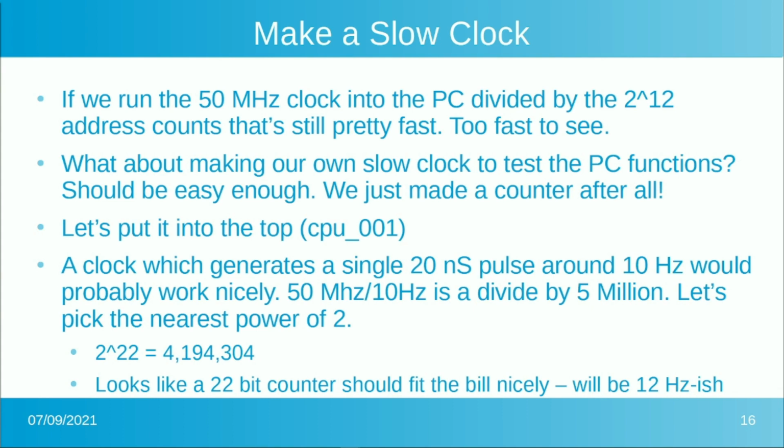If we want to do what Ben was doing, we could make a slow clock. We don't need to run a 555 into this. If we took that 50 megahertz clock and ran it into the PC, well, 50 million divided by 4096 is still pretty darn fast. It's too fast. The light would be too fast to see. But how about if we make our own slow clock?